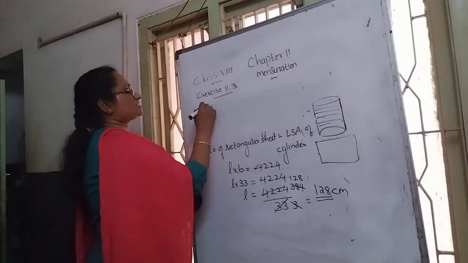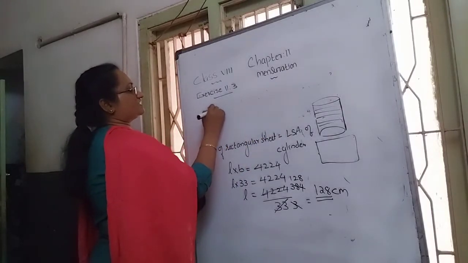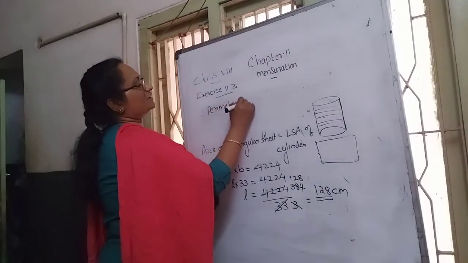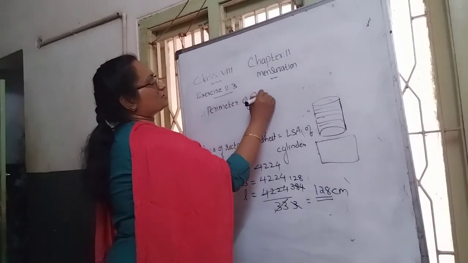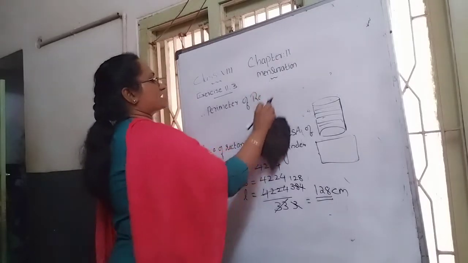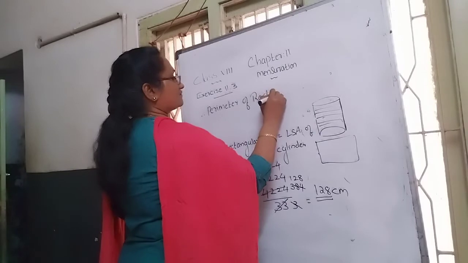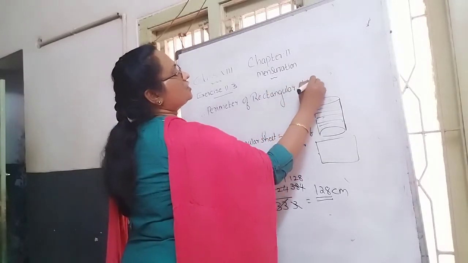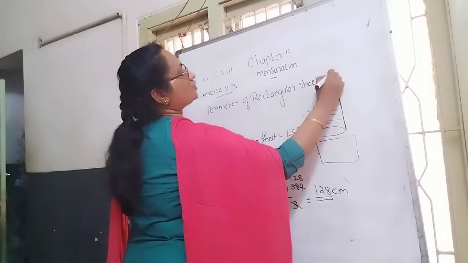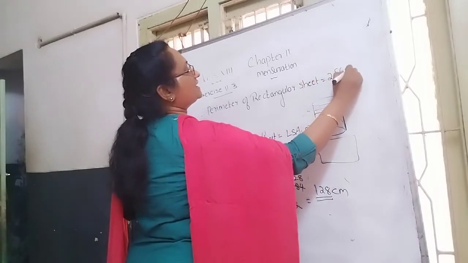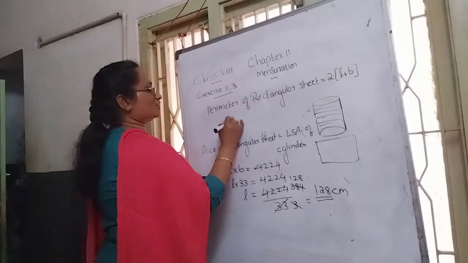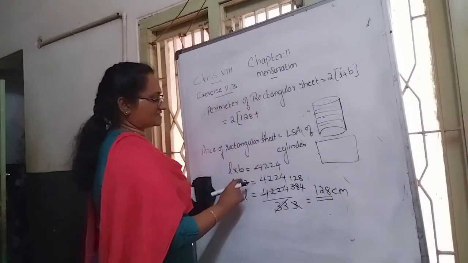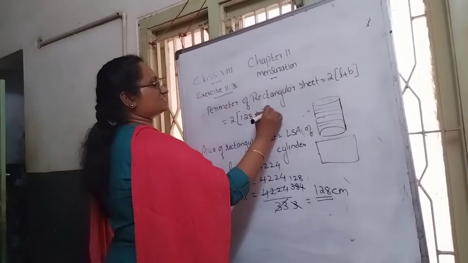So we can write, perimeter of the rectangular sheet is equal to, formula is 2 into (L plus B). So the answer becomes 2 into length. How much do we have? 128. Plus the breadth, how much is it? It is given in the question, 33.